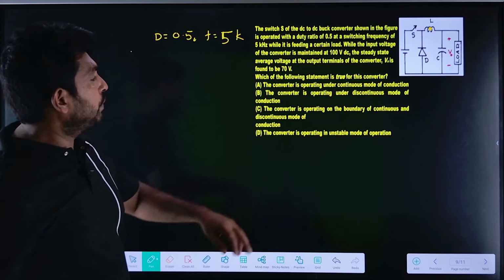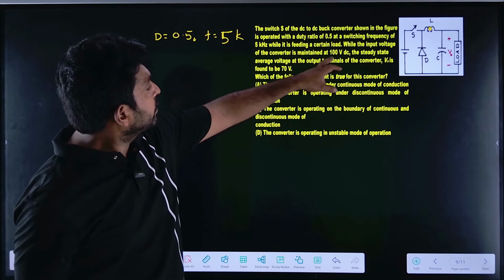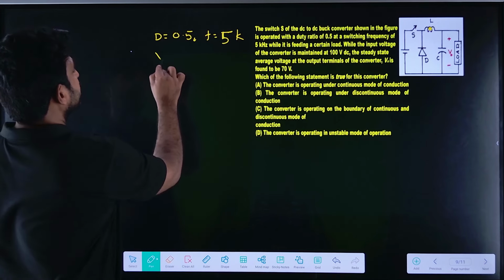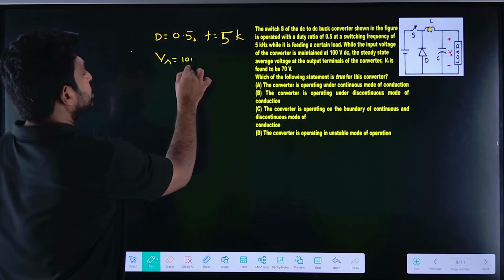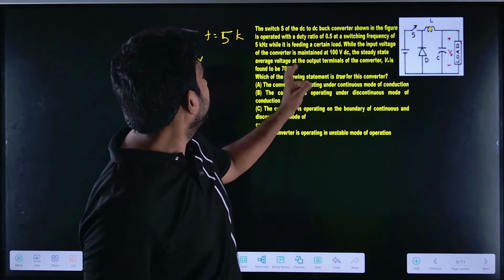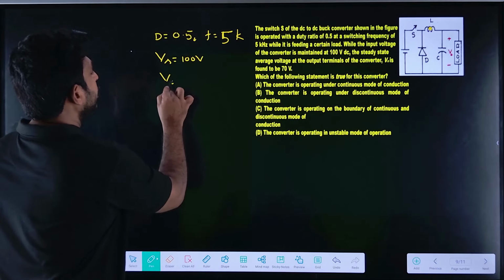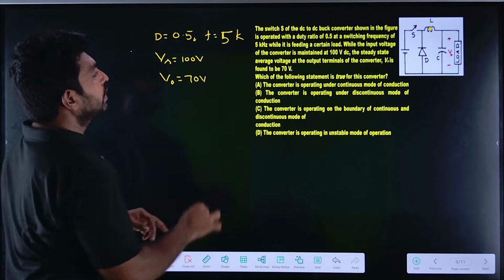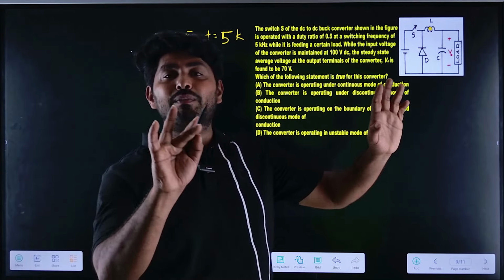5 kHz. So now Vs is given as 100 volts. Steady state current output terminals, V0 is given as 70 volts. So which of the following statements is correct?